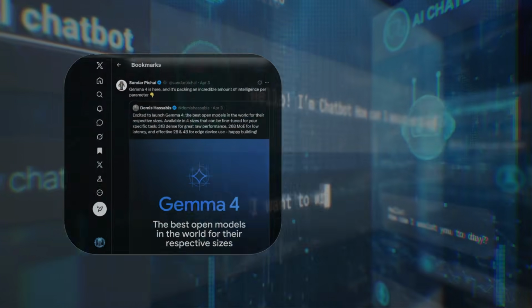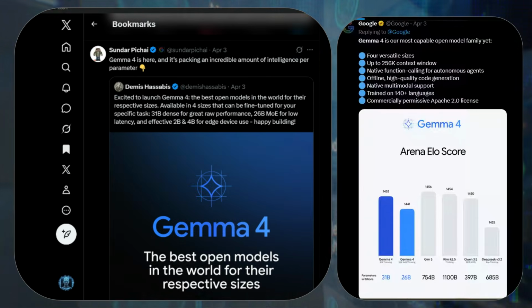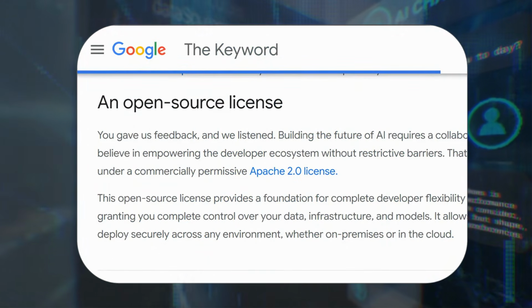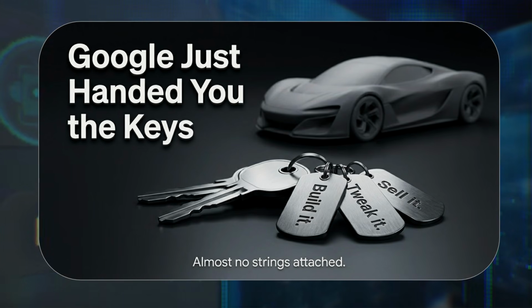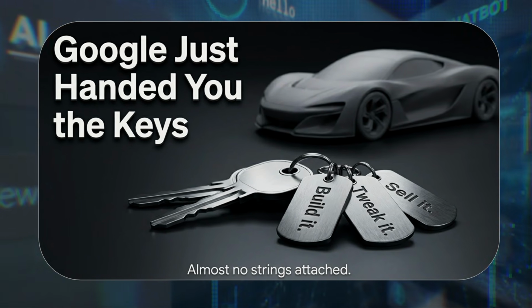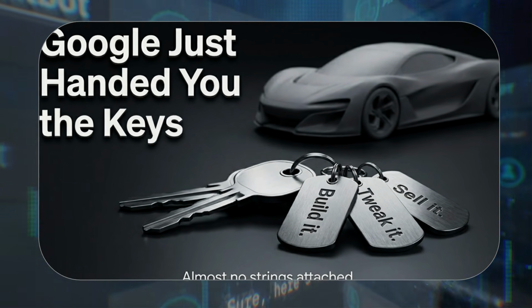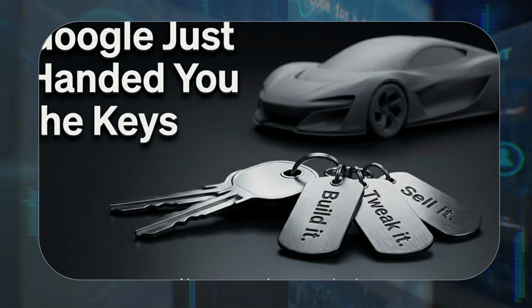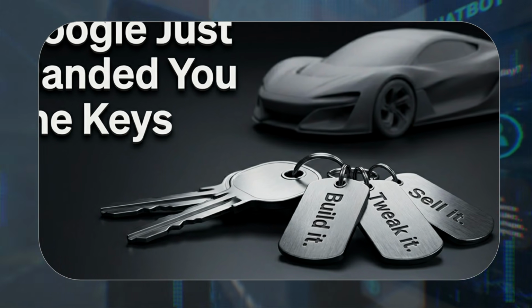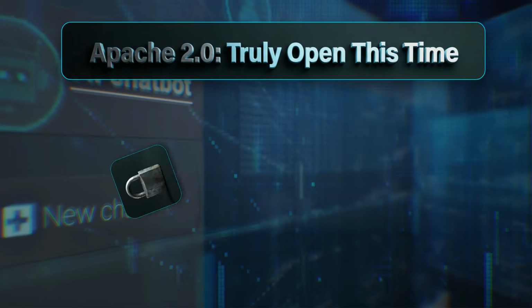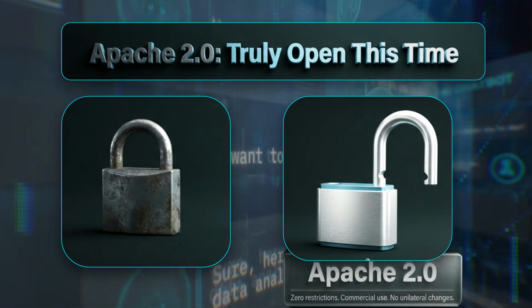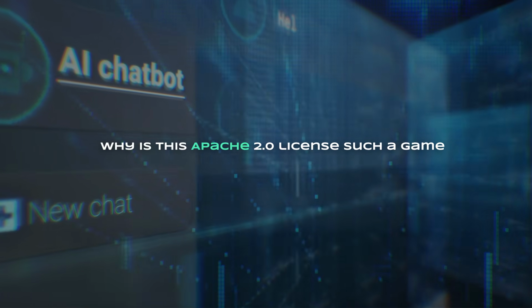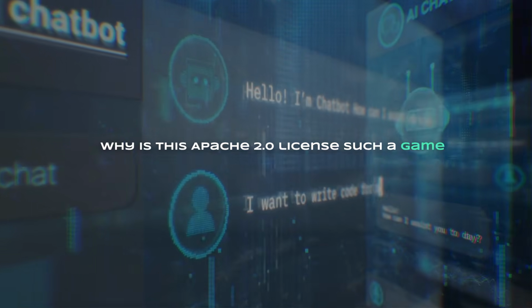Google DeepMind has unleashed its most capable open models to date and put them under the highly permissive Apache 2.0 license. In plain English, that's Google handing you the keys to a super-powered AI race car and saying, build it, tweak it, sell it, ship it with almost no strings attached. It's a direct challenge to a lot of so-called open models that still come with restrictive terms or awkward commercial carve-outs. Why is this Apache 2.0 license such a game changer?